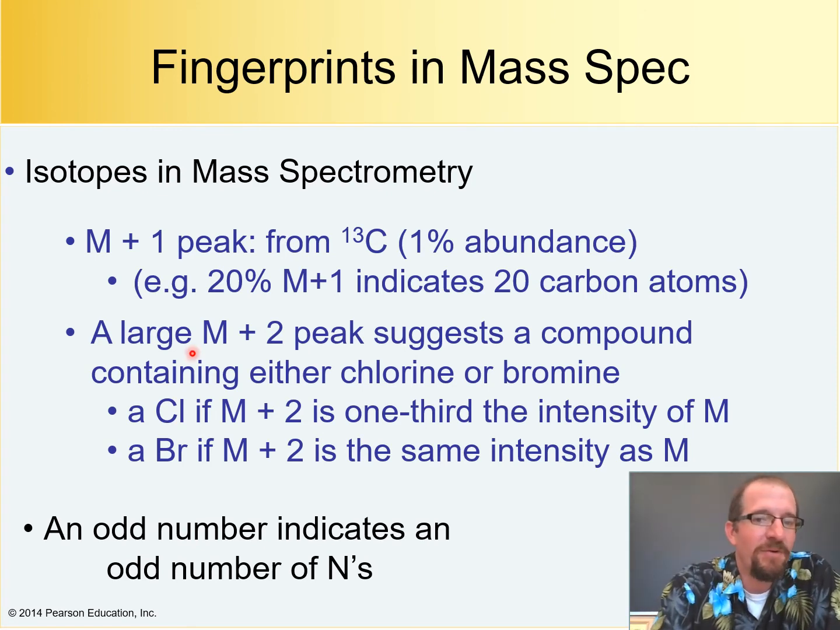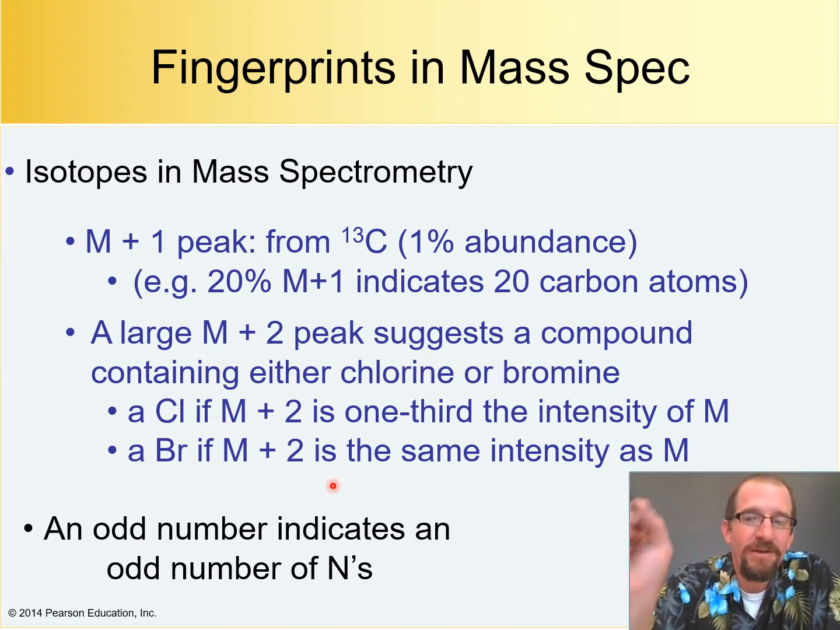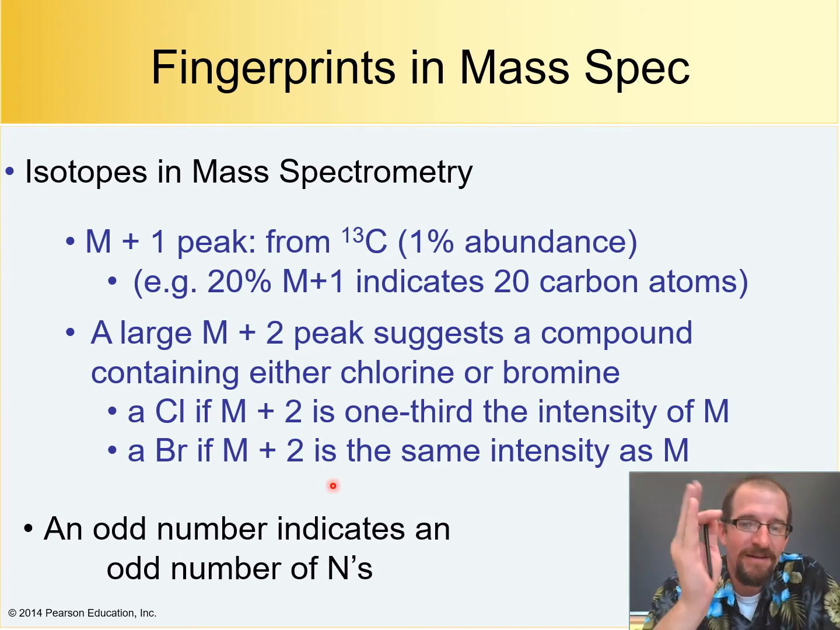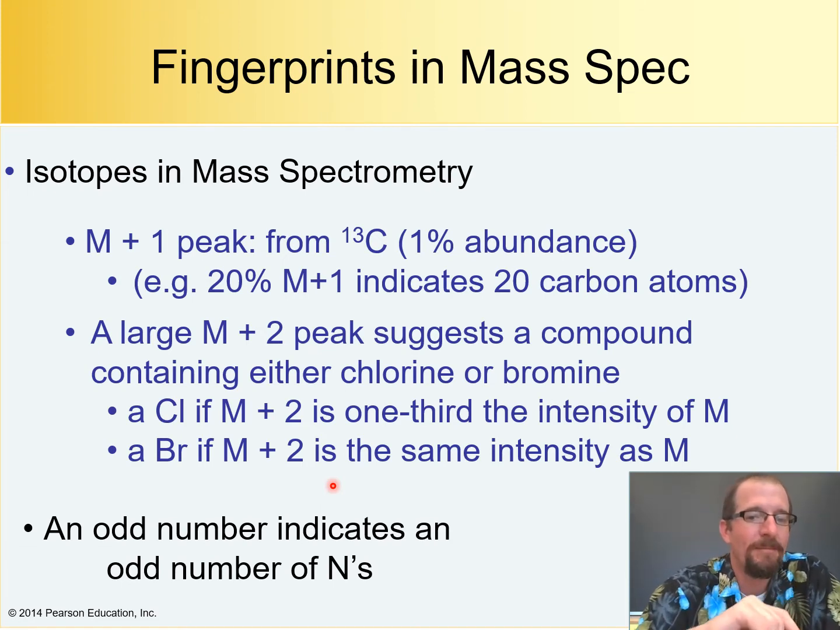Likewise, if you have a large M+2 peak, that's going to suggest you have either a chlorine or a bromine, right? Because chlorine is normally 35 or 37. Bromine is 79 or 81. Notice the M and the M+2 peak. And then a funky one is that an odd number for your mass indicates an odd number of nitrogens.